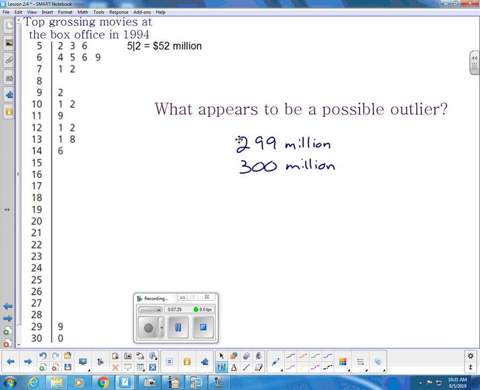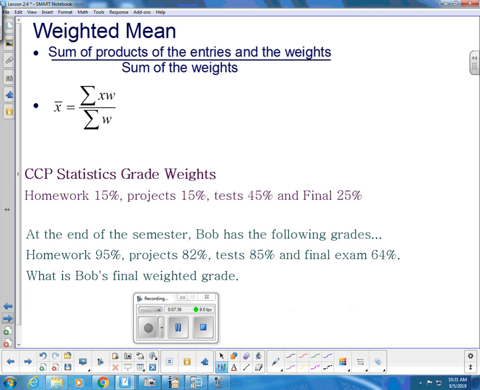We're going to talk tomorrow, the next day. We're going to actually calculate outliers and tell if it's a true outlier, if it just looks a little bit higher than normal. Okay? Okay, weighted mean.